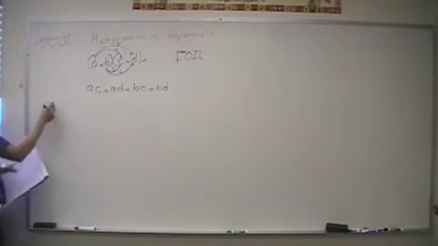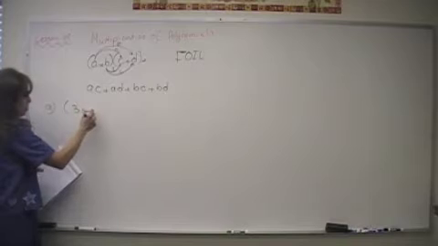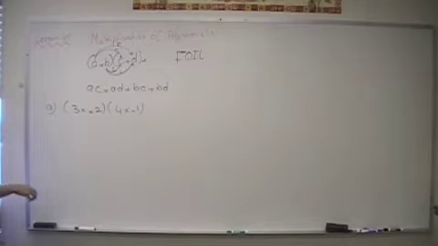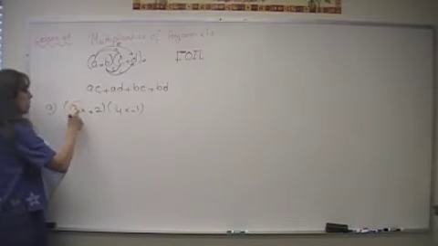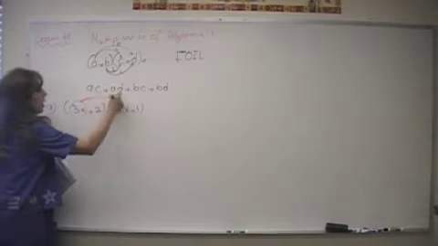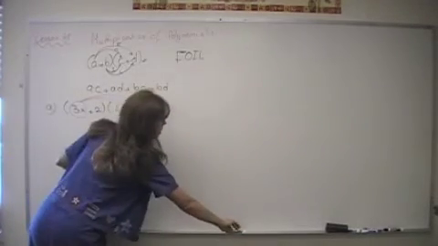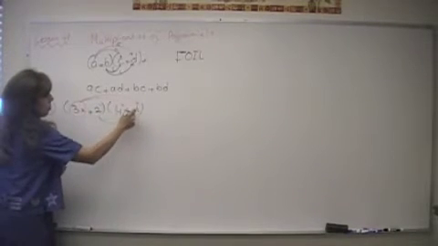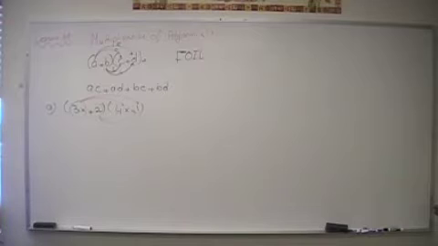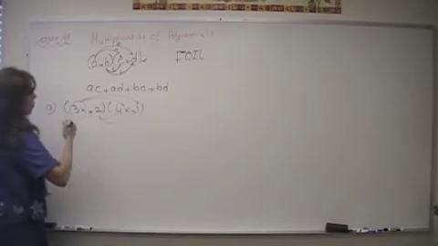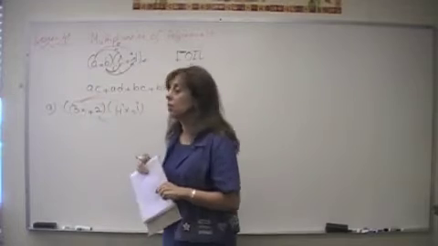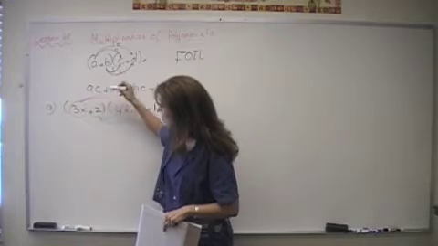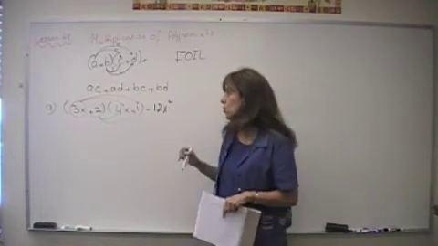Let's get some examples. Letter A: 3x plus 2 times 4x minus 1. So we're going to take the 3x, the whole term, and multiply it by the first term and the second term. Then we're going to take the second term by the first term from the second binomial and the last term together. So 3x times 4x is 12x squared. You need to add the powers. Here's 1 and here's the 1. x times x is x squared.